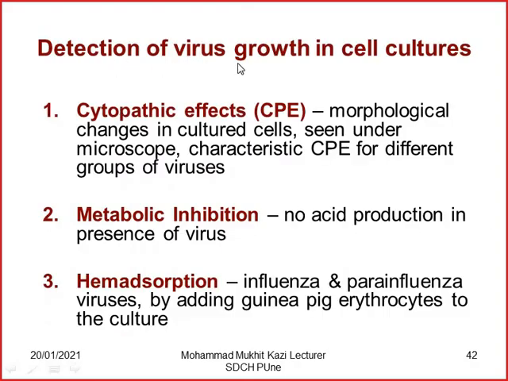How do you detect the virus growth in the cell culture? By cytopathic effect. What does it mean? There is a destruction of the cells in the cell lines. I cannot show you now how you can see the cytopathic effect; I'll show it in one of the practicals. Metabolic inhibition is another way of detection, and hemadsorption.